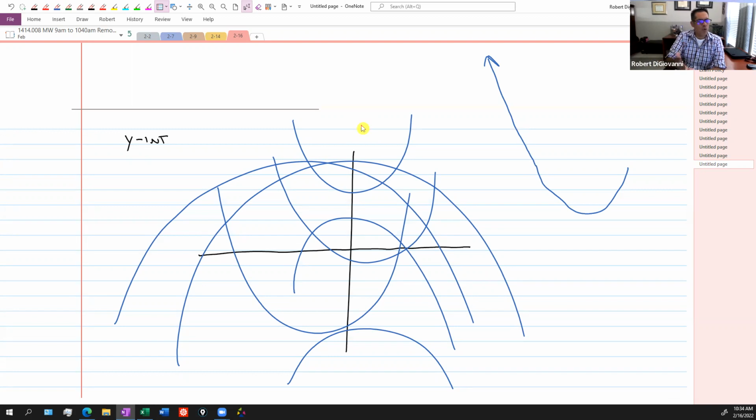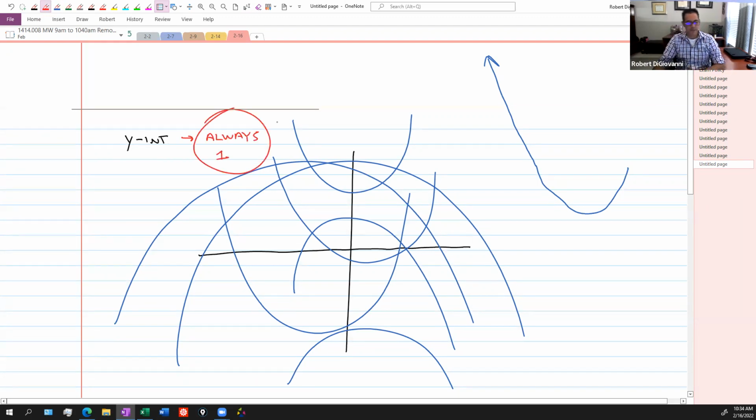Because if you had more than 1, wouldn't it not be a function? Wouldn't it fail the vertical line test? If you said, oh yeah, you have 2, well, then you don't have a function. Okay, so with y-intercepts, always 1. So x-intercepts, you could have none, you could have 1, or you could have 2. Y-intercepts, you have to have 1.